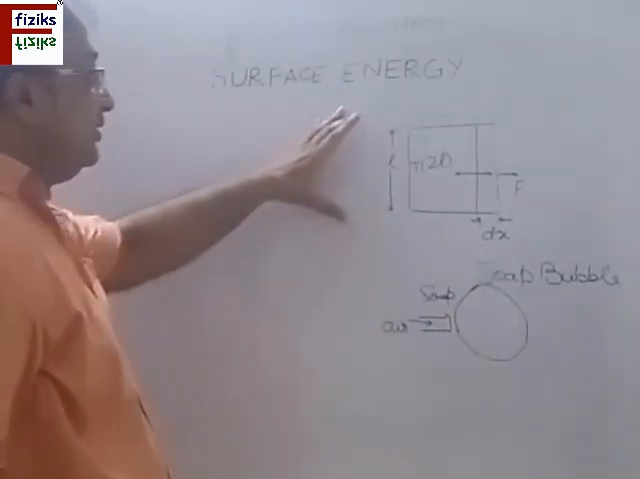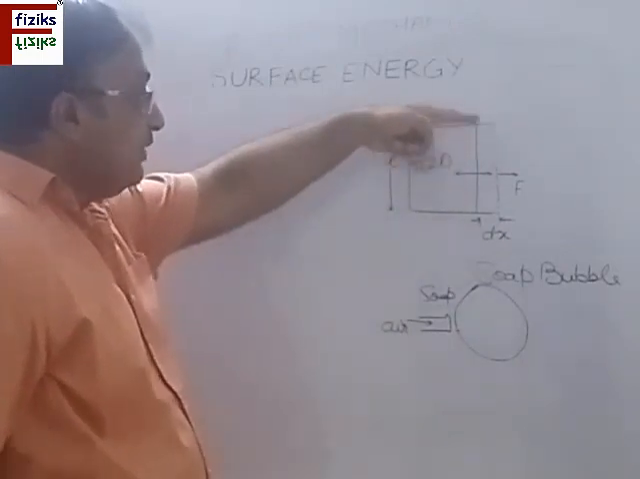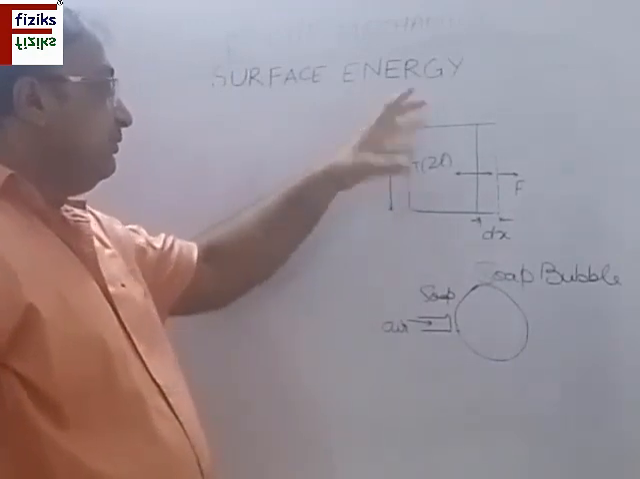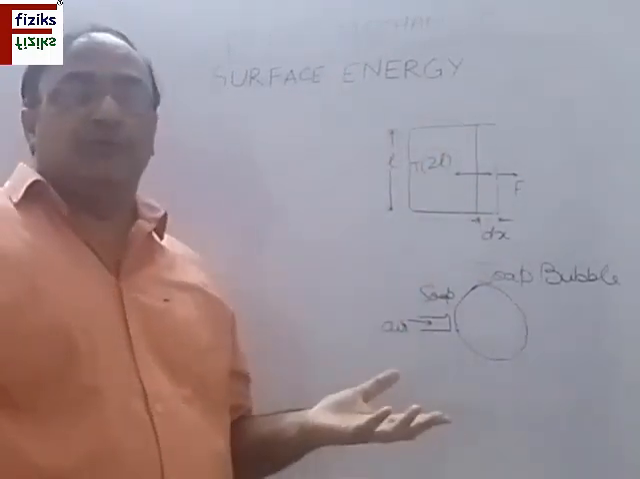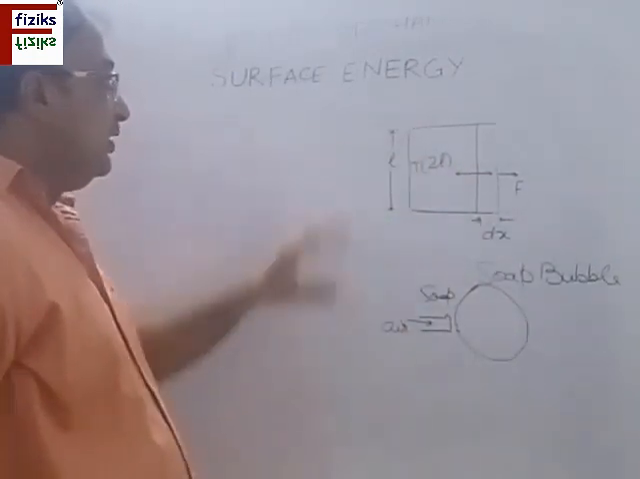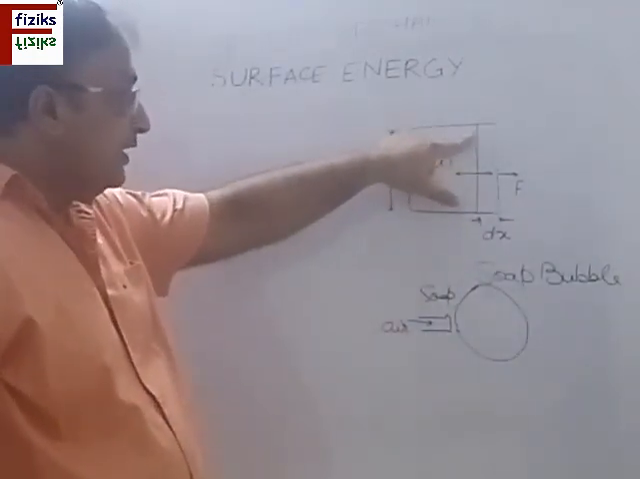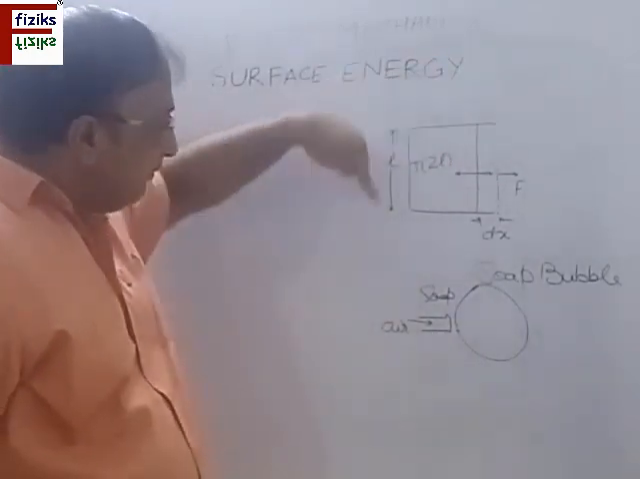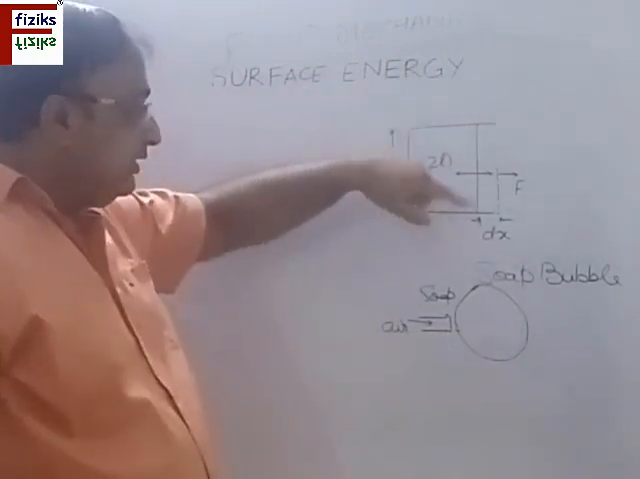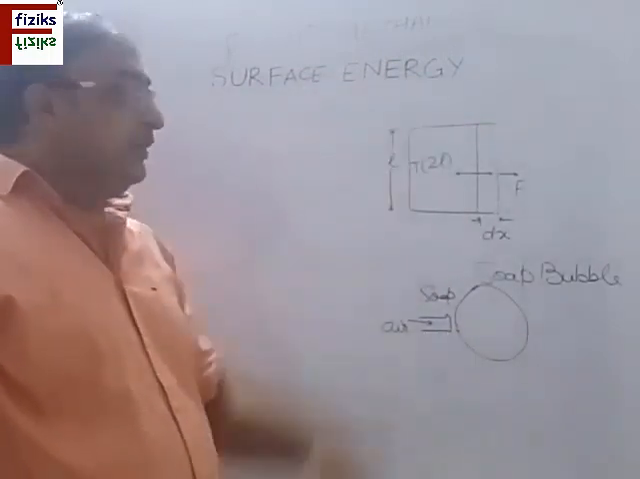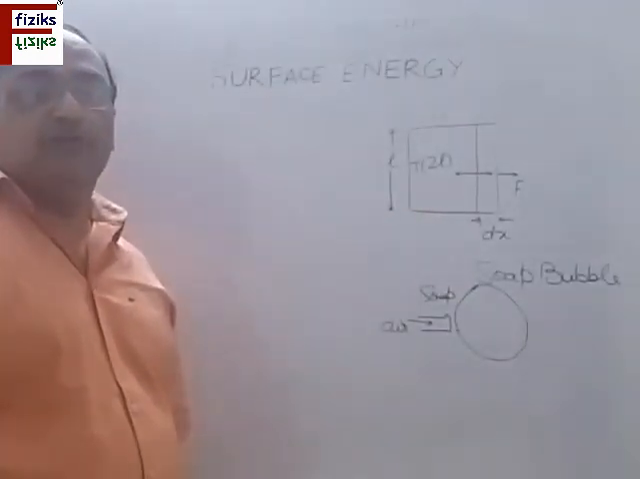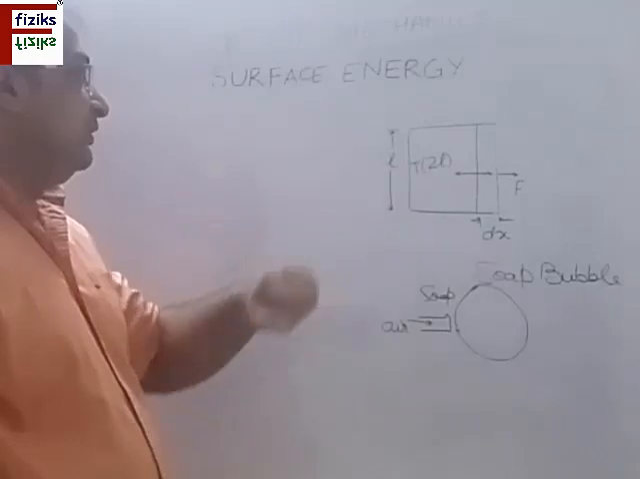Now let us take this example. This is a wire frame and it has been kept in a soap solution. So here this surface of soap is formed. L is the length of this wire. This wire is movable on this frame. Wire of length L can be moved on this wire frame which is bent in left and right direction. T is the surface tension of this soap solution, suppose, and L is the length.